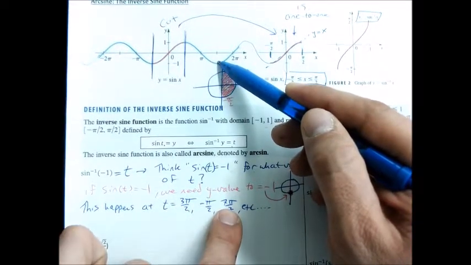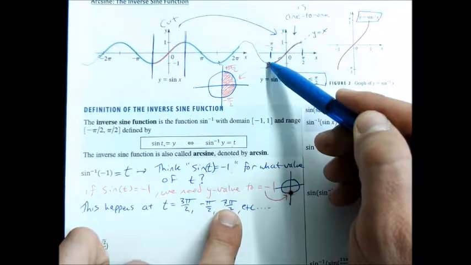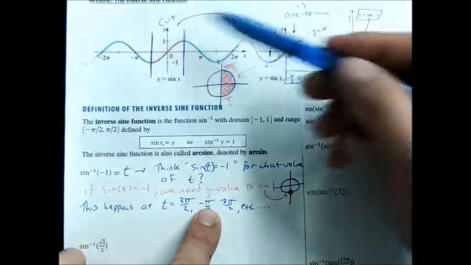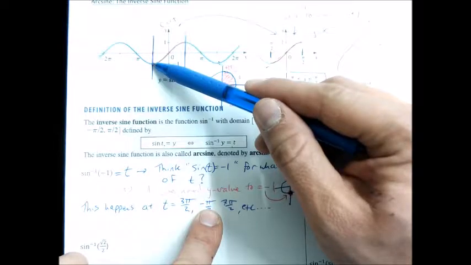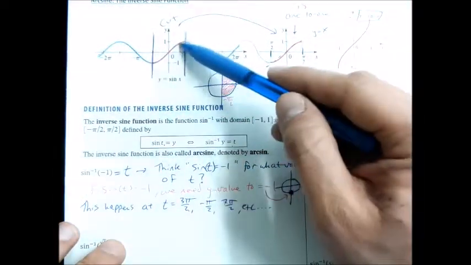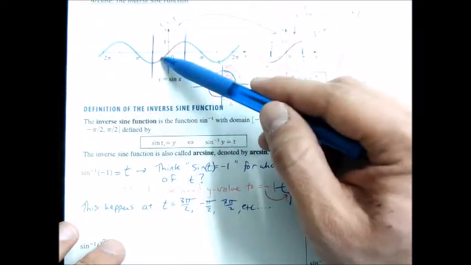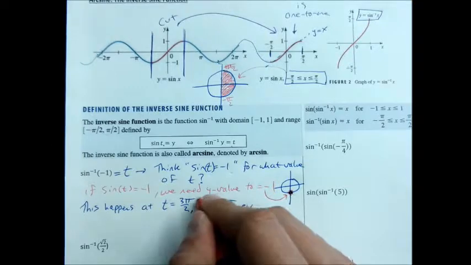7 pi over 2 would be the next one. That would be like this one right here. Minus pi over 2 is the one we want because that's the one that's on the red part of the graph. And so we need to pick one of these values that's actually on this piece. And so that happens to be the minus pi over 2 one.